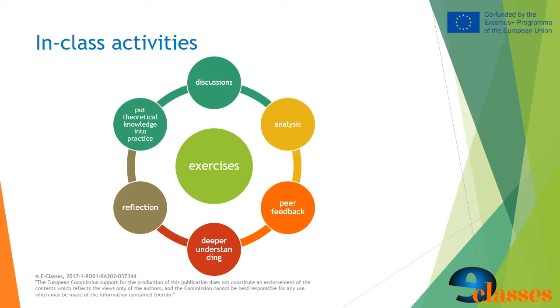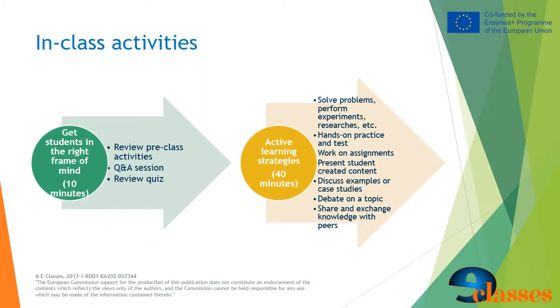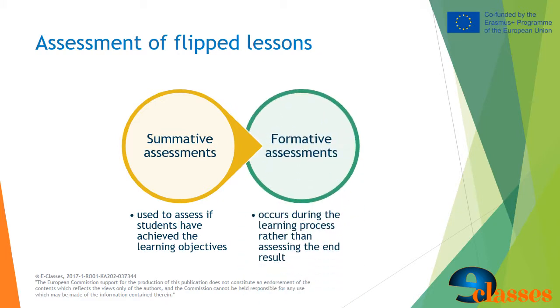A sample organization could be to dedicate the first 10 minutes of the class to get students in the right frame of mind, while the remaining class time can be spent engaging in active learning strategies. Summative assessments are used to determine if students have achieved the learning objectives. On the other hand, formative assessments occur during the learning process rather than assessing the end result and can change student behavior based on the feedback.